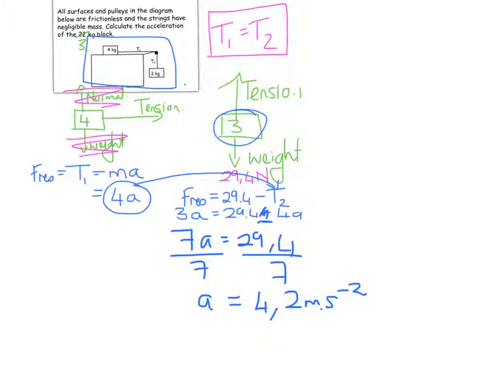And it says calculate the acceleration. Remember, acceleration is a vector quantity, so if I'm considering the acceleration of the 3 kilogram block, it must be coming downwards.